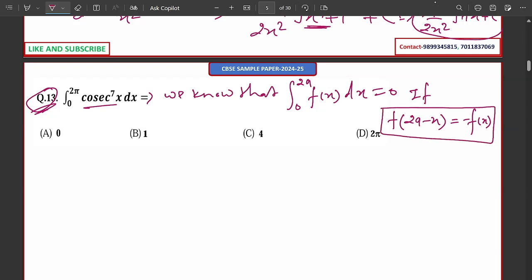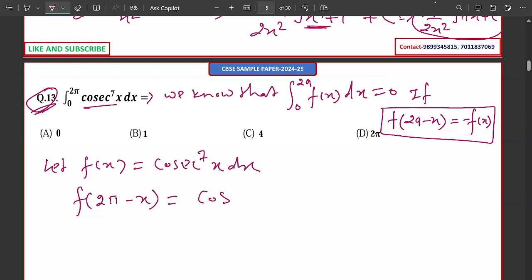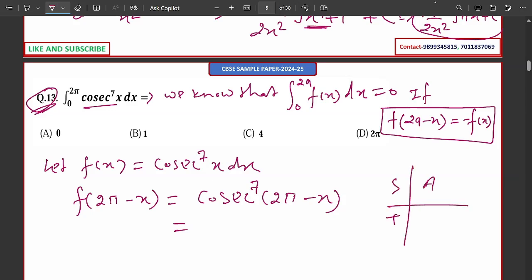So let us check this property. Let f of x be equal to cosec 7x. For this, f of 2 pi minus x is equal to cosec of 7 times 2 pi minus x. This is in the fourth quadrant, so the value will be negative.